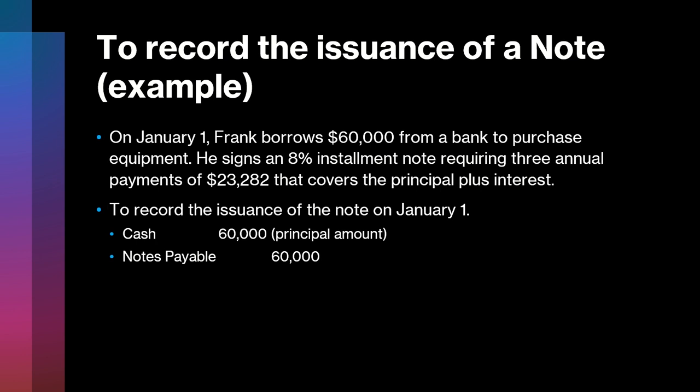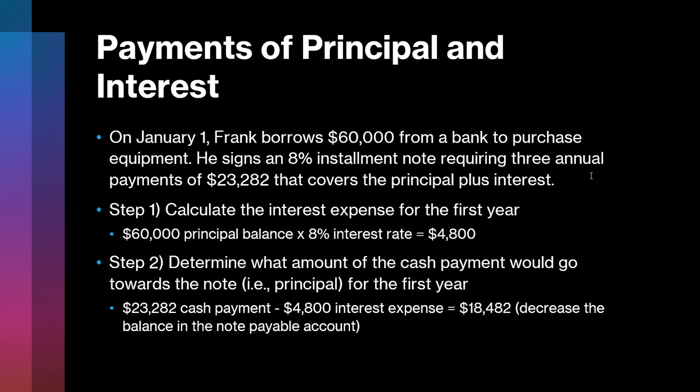So before we move on to the next slide, in this scenario it says that he signs an 8% installment note requiring 3 annual payments of $23,282. That's the cash payment that Frank is going to be making to cover the principal and the interest. These payments are going to be made 3 times because the payments are annual, or 3 annual payments of $23,282.